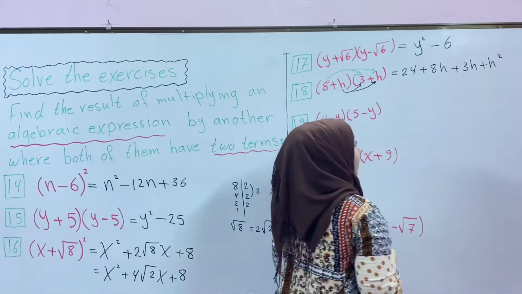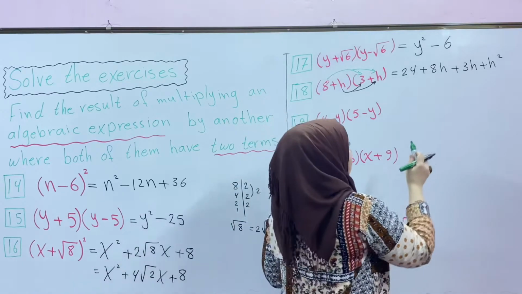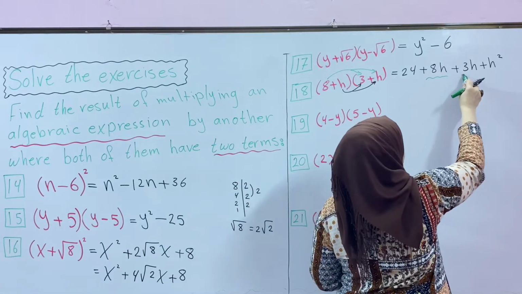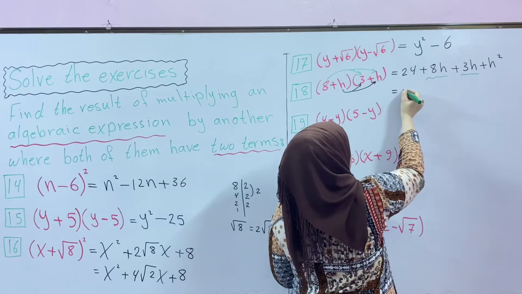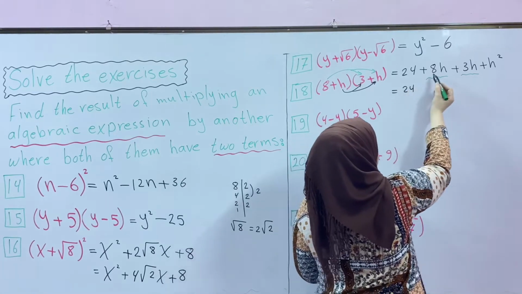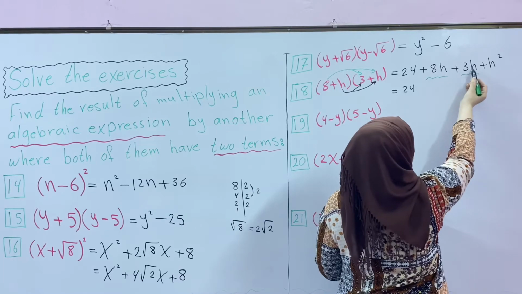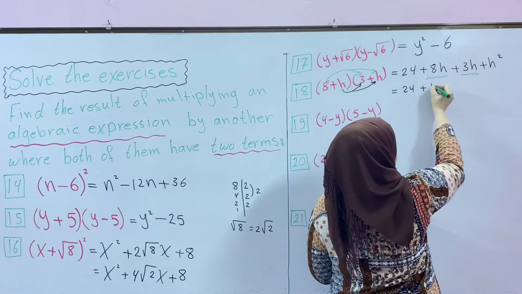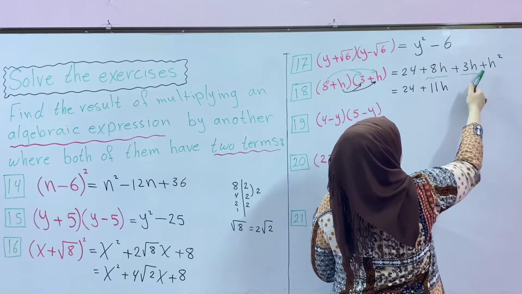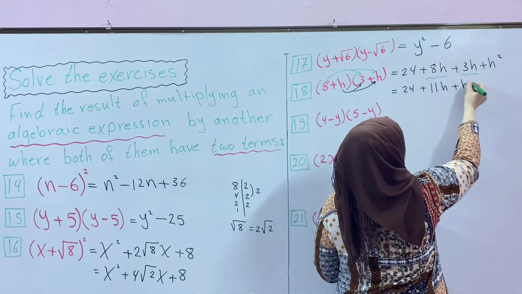Can we simplify? Yes, we have like terms. And it will be 24 plus 8h plus 3h, it will be positive 8 plus 3, 11h plus h squared.